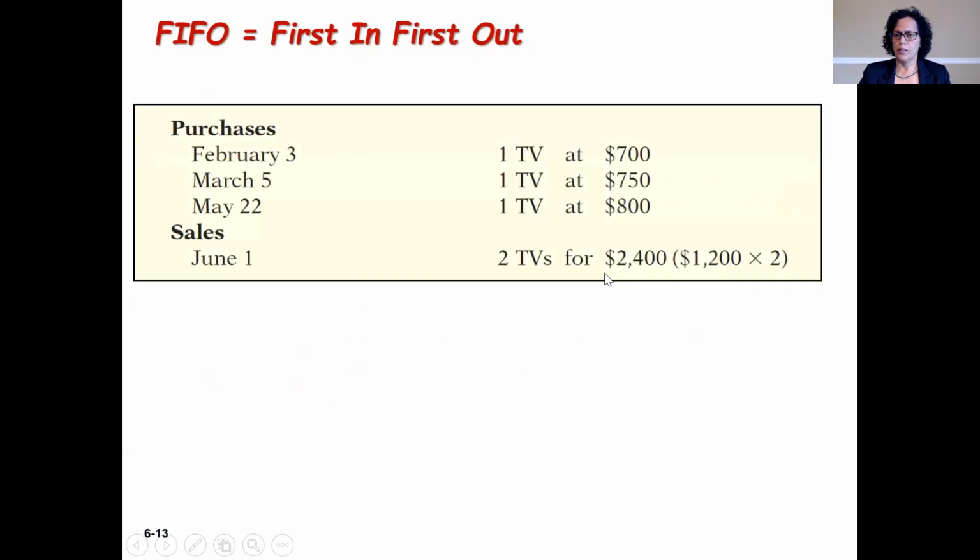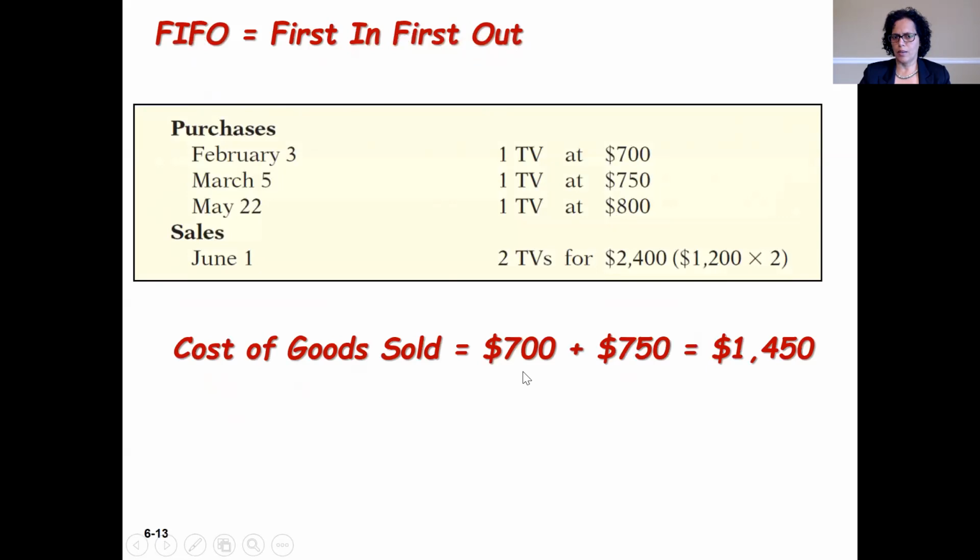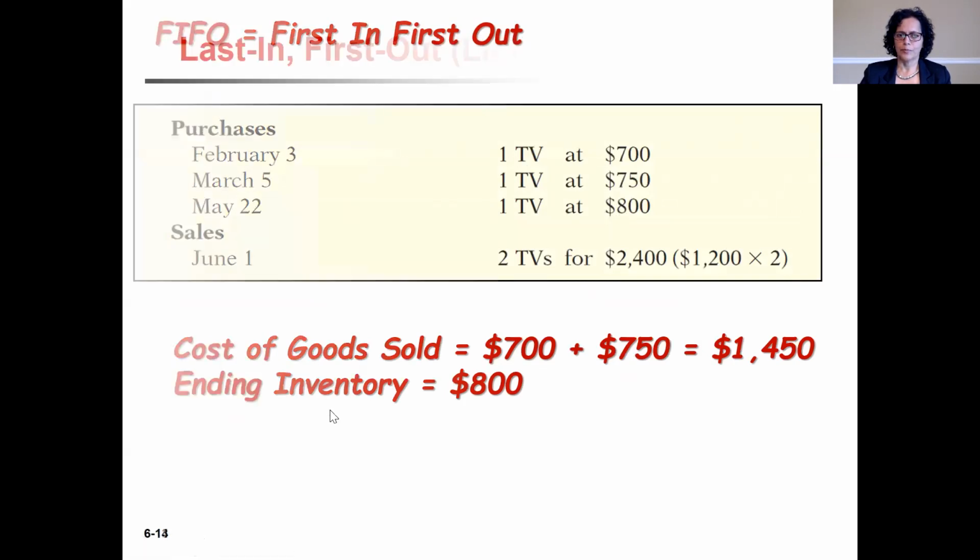So when I sold 2 pieces, which ones did I sell? I sold this one, and then I sold this one. What's remaining with me? The last one is remaining with me. So cost of goods sold is $1,450, ending inventory is $800. Again, given the small example that I have on hand, doing this calculation is very easy, but it actually makes sense doing it with a small example and extending it to larger examples.